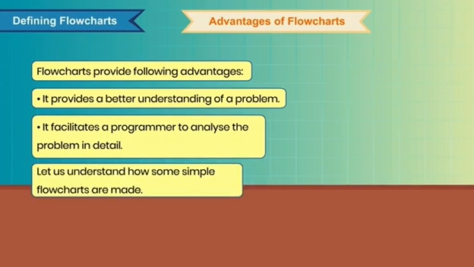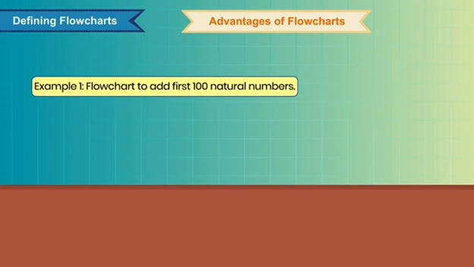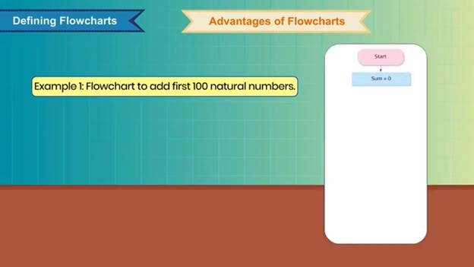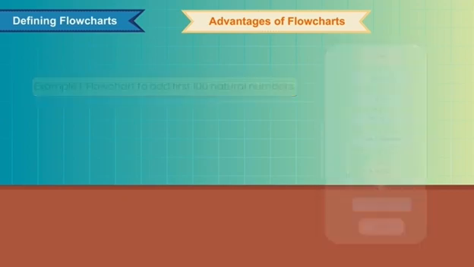Let us understand how some simple flowcharts are made. Example 1. Flowchart to add first 100 natural numbers. Start. Sum is equal to 0. N is equal to 0. N is equal to n plus 1. Sum is equal to sum plus n. Is n greater than or equal to 100? If no, then go back to step n is equal to n plus 1. If yes, then print sum and stop.